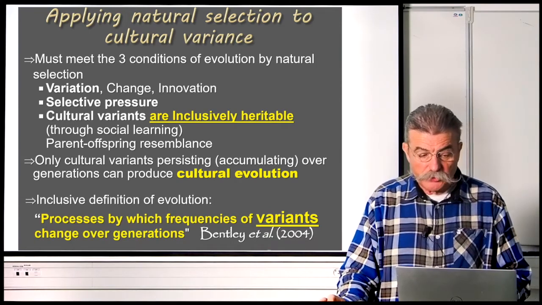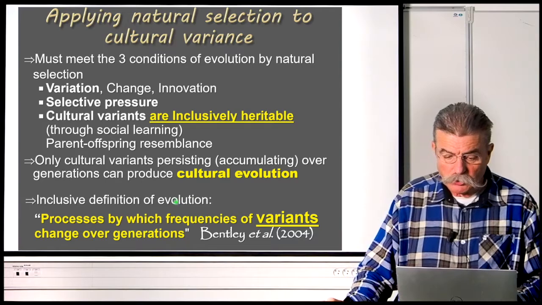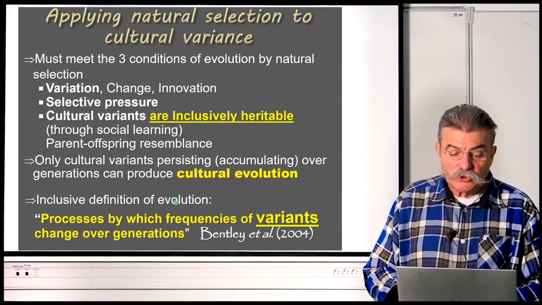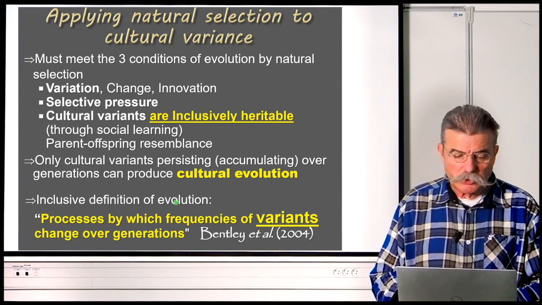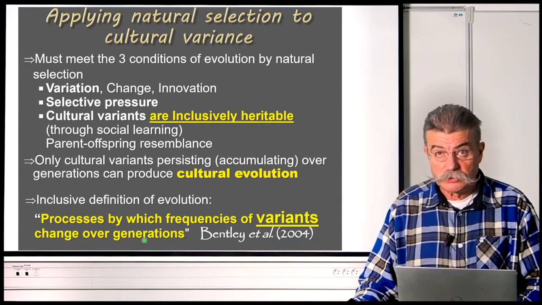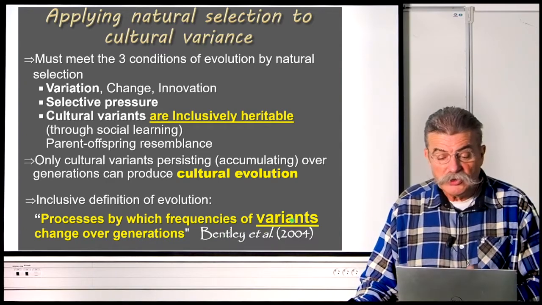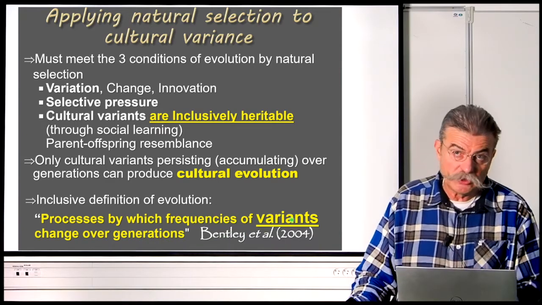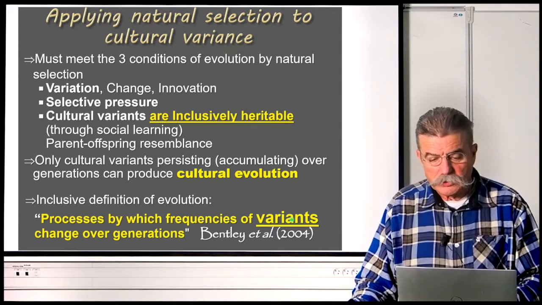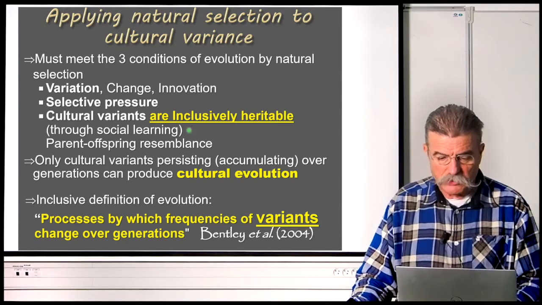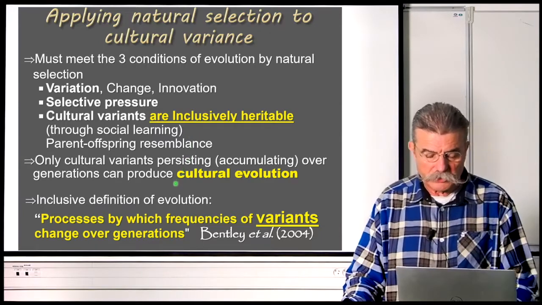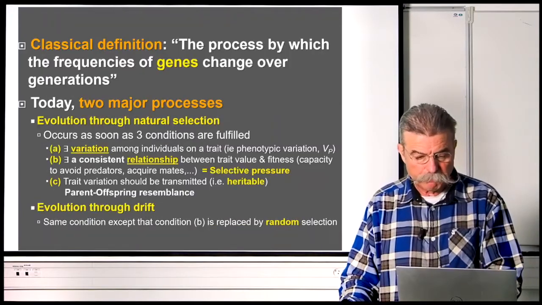And this then opens a new definition of animal culture evolution, which is an inclusive definition of evolution: the process by which the frequencies of variants change over generations. Not only genes, any kind of variant. It could be genetic variants, cultural variants, epigenetic variants, microbiota variants, any kind of variant that is transmitted across generations, for which babies resemble their parents.